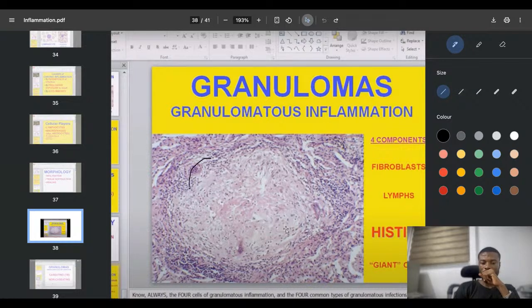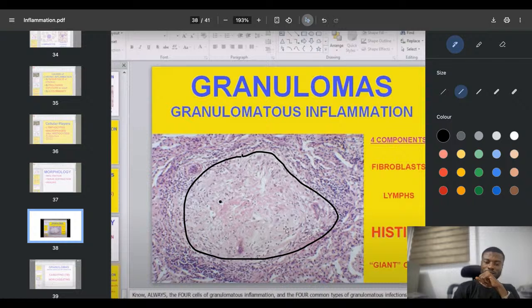In this portion of the granuloma, we have something that looks like liquefactive necrosis, or maybe coagulative necrosis, or whatever type of necrosis. Now, just beyond them, we have the concentric arrangement of what? White blood cells, monocytes, around the zone of what?